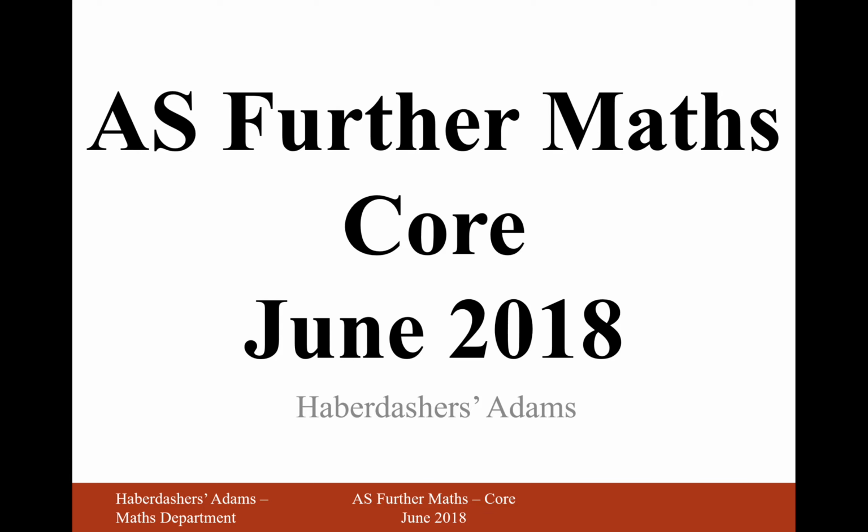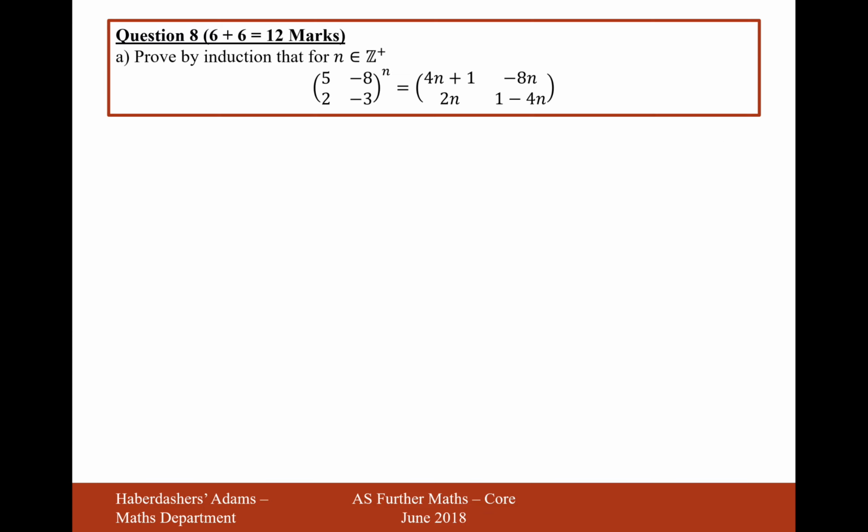Hello there, welcome to the June 2018 paper. Here we're looking at question 8. Question 8 is a double proof by induction question, my favourites. So, first of all we want to prove that the matrix (5, -8; 2, -3) to the power of n is equal to this expression here.